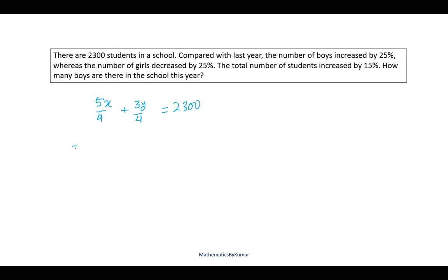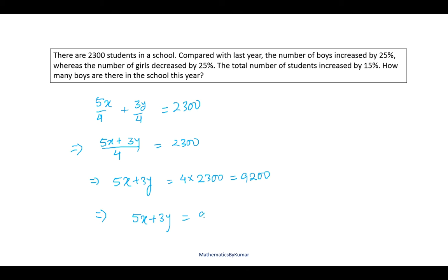Now see, whenever the denominator of two fractions is the same, I can take that as the same base, and I can write this as 5x plus 3y, and this whole thing is equal to 2300. Next I have to multiply this 4 on this side, so this becomes 2300 into 4, which is 9200. So my value becomes 5x plus 3y equal to 9200. This will be my equation number 2.